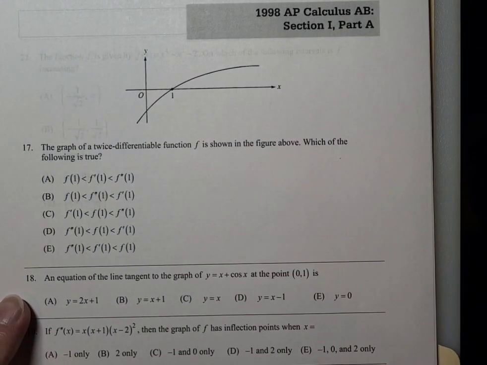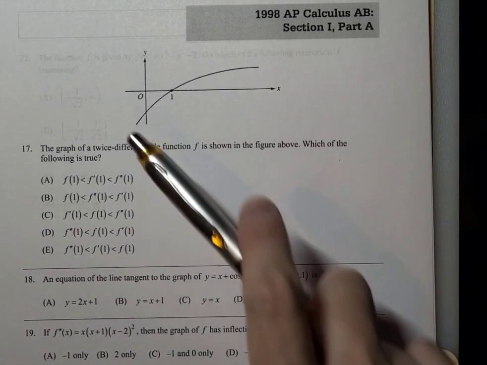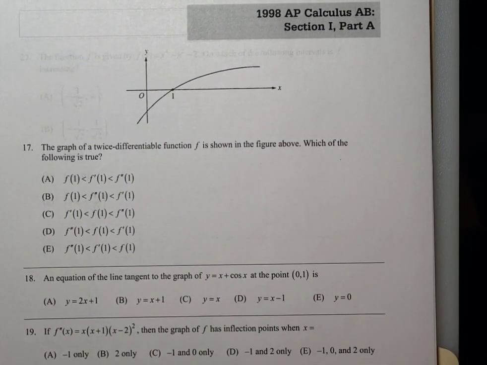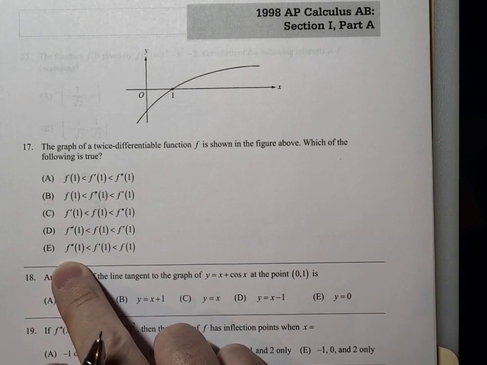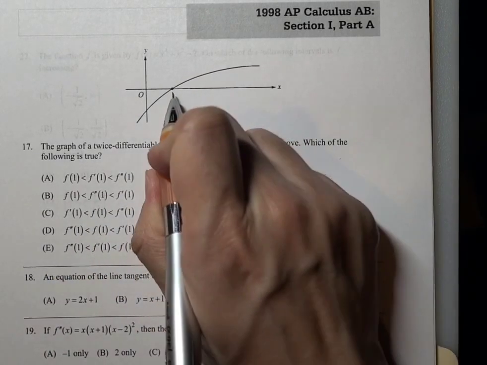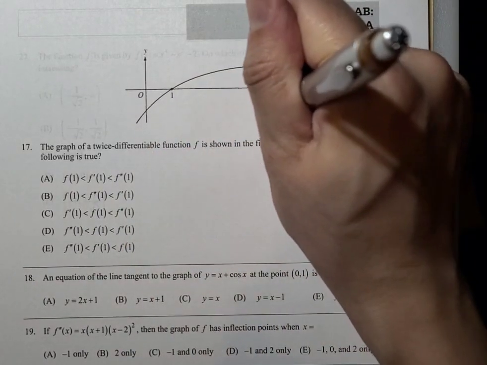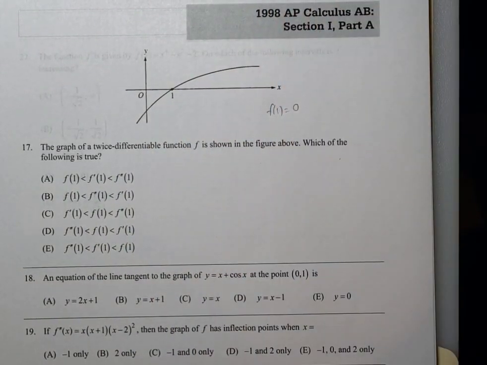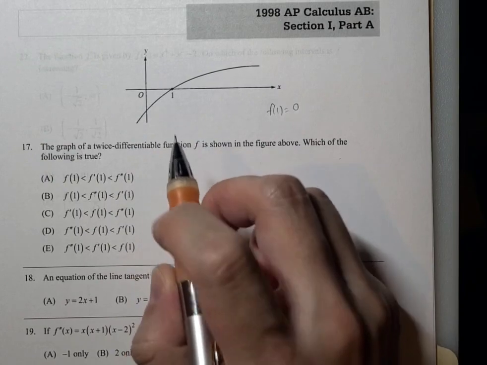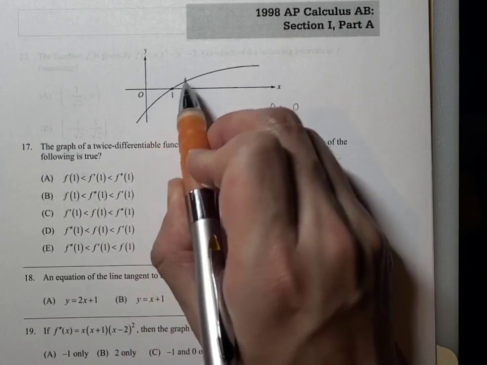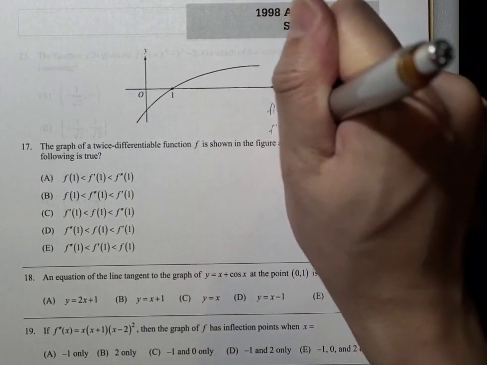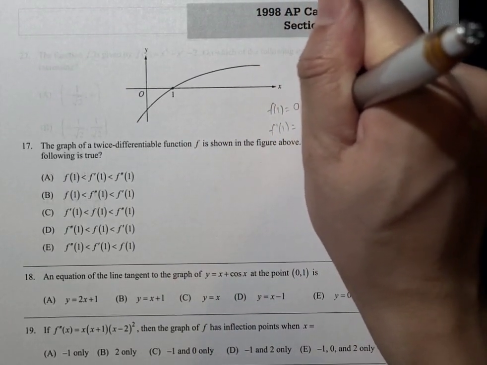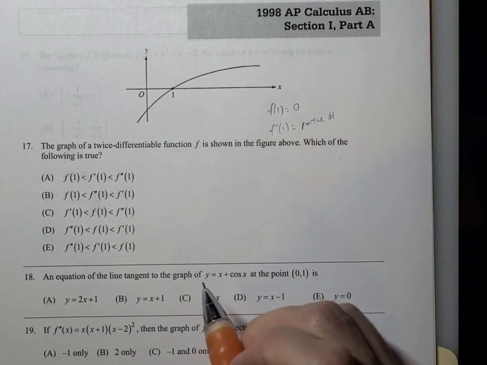The graph of a twice differentiable function f is shown here. Which of the following is true? It asks about f of 1, f prime of 1, and f double prime of 1. Well, we see that f of 1 is 0. What's f prime? F prime is the slope of the tangent line. That's some positive number, so that's all we care about, actually. So let me just write positive number.